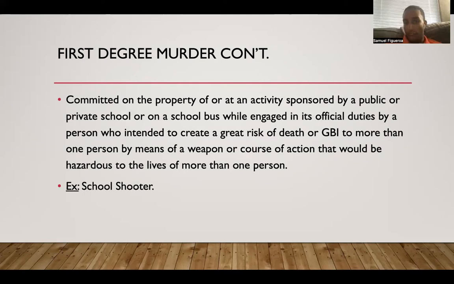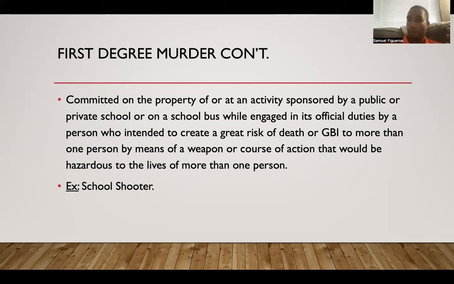Last but not least, the last thing to consider when you're looking at a Nevada criminal law analysis of first degree murder is this pretty big chunk of paragraph here: the murder was committed on the property of or at an activity sponsored by a public or private school or on a school bus while engaged in his official duties by a person who intended to create great risk of death or great bodily injury to more than one person by means of a weapon or a course of action that would be hazardous to the lives of more than one person.